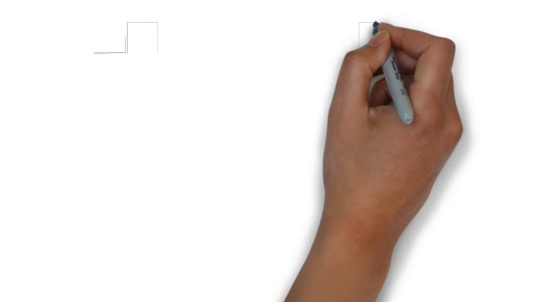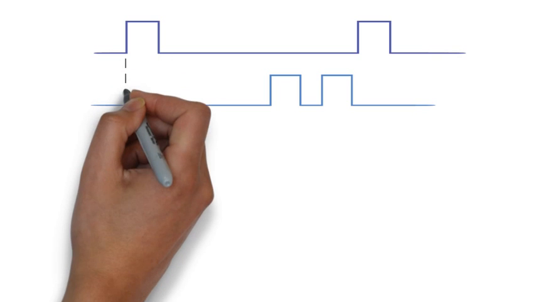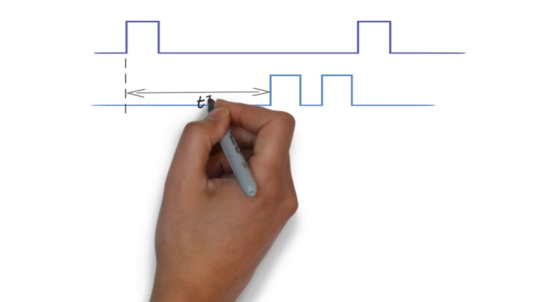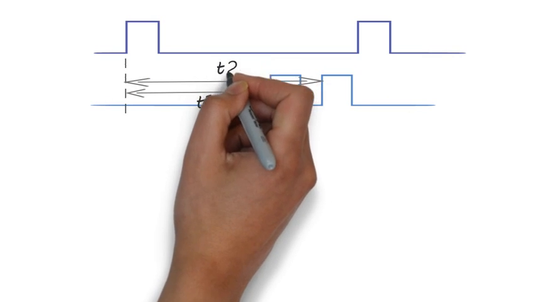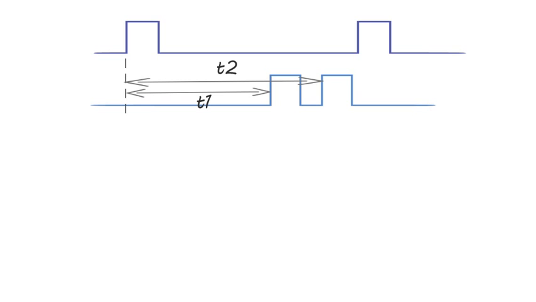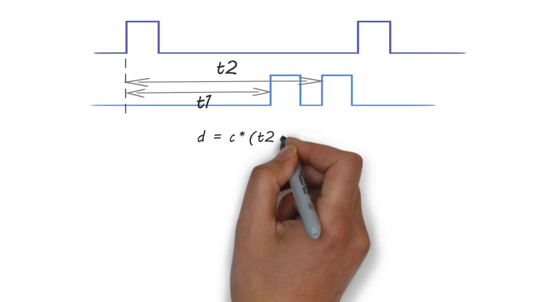If a pulse is sent towards more than one target, then echo signal will come from the objects one by one after a short delay, and it depends on the distance between the objects. If echo signal from first object is received after t1 second and from second object is received after t2 second, then the distance between the two objects will be c into (t2 minus t1) divided by 2.